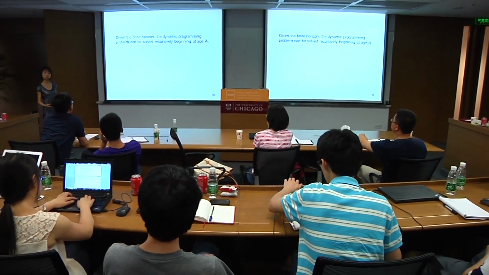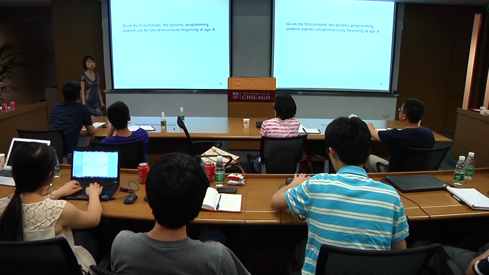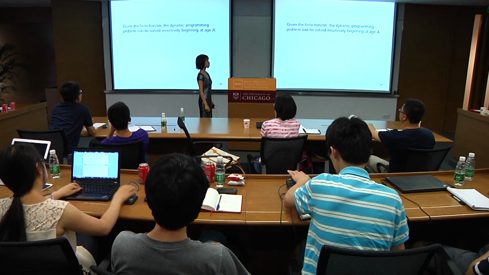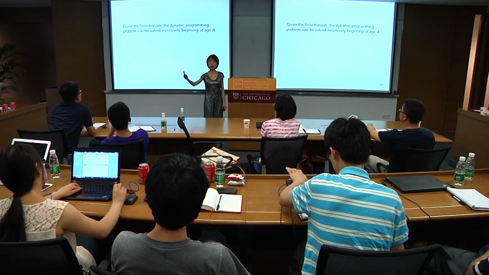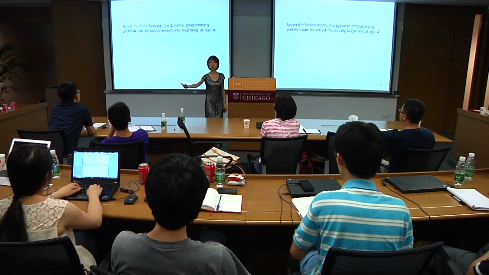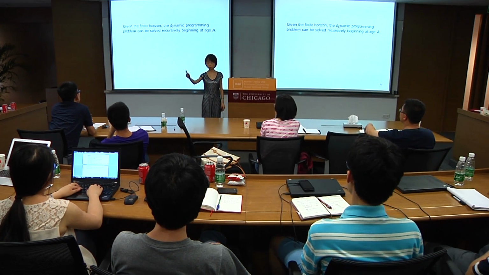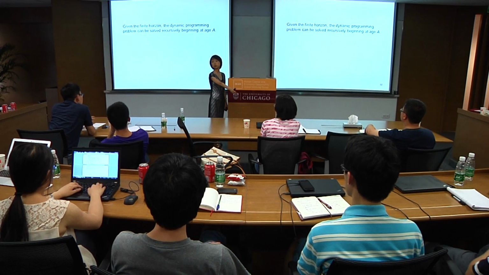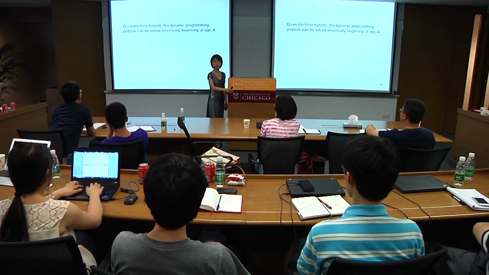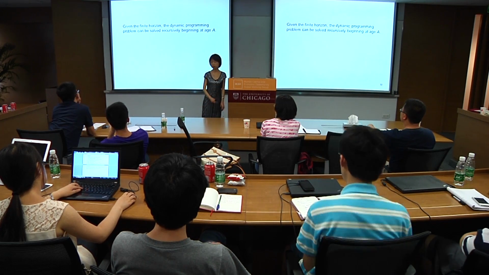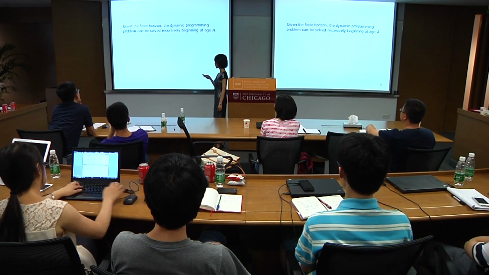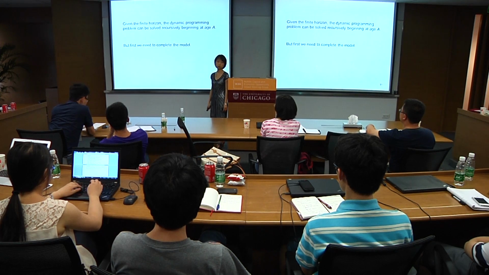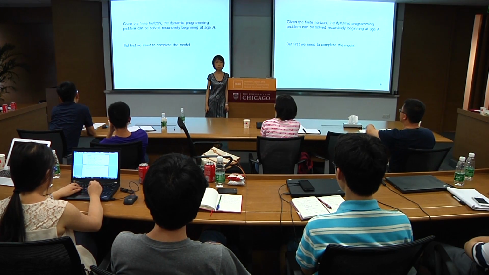So given it's a finite horizon, we only have big A periods. The dynamic programming problem can be solved recursively from the last period. Okay, last period, second last period, third last period, until you hit the first period. You can solve it that way. And how do we solve it? Well, let's start from the last period. Oh, no. We have to complete the model. The model is incomplete yet.